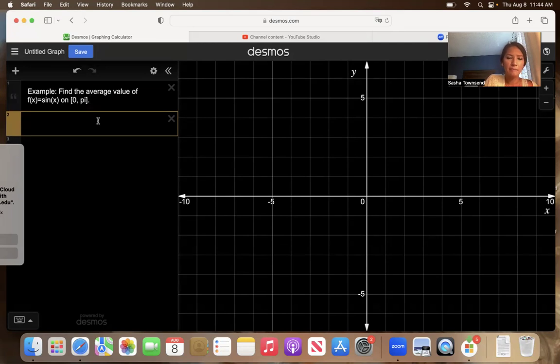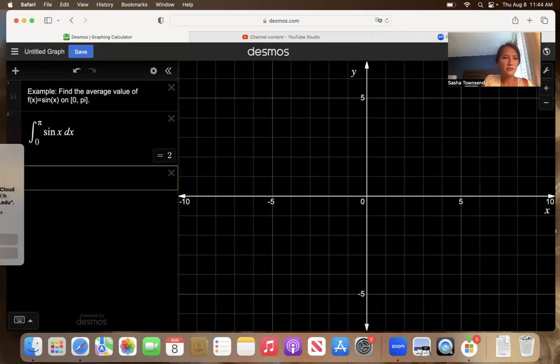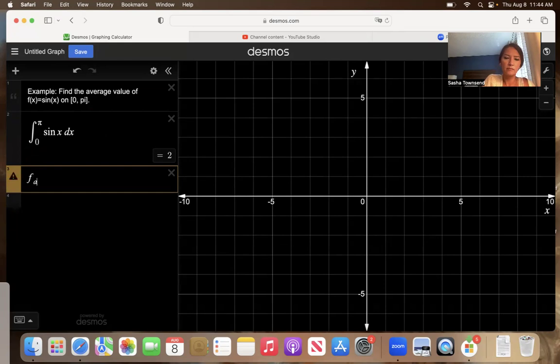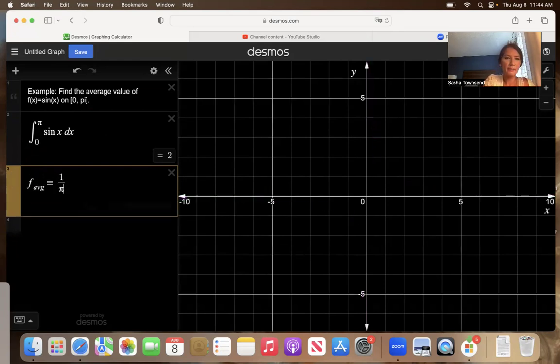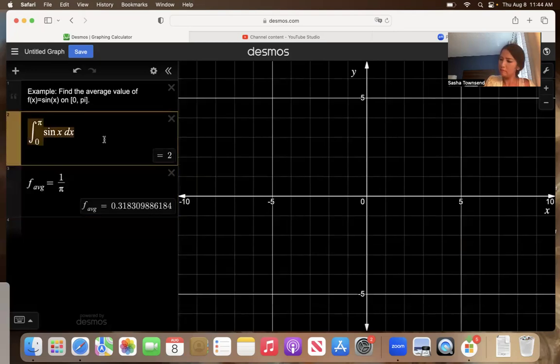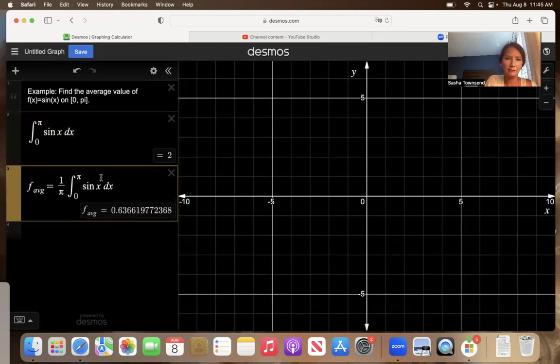So we've got the integral from 0 to pi of sine of x, which was 2. And then the average value of f is 1 divided by pi minus 0, which is pi, times that integral. Did I make a mistake? Yes, I did. I made an arithmetic mistake. I said cosine of 0 was 1 and cosine of pi was negative 1.